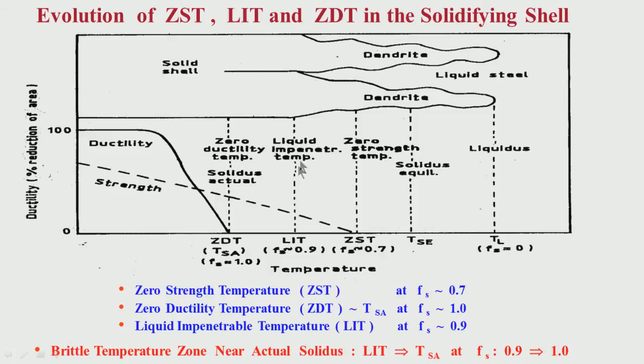But what happens along this when the solid fraction is say 0.9? The dendrites are touching each other.